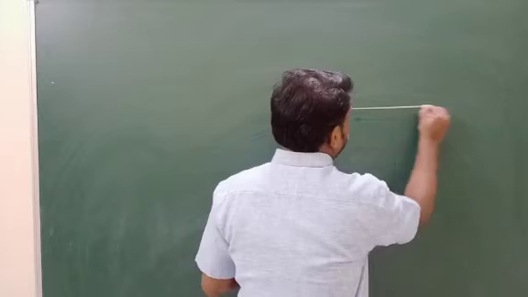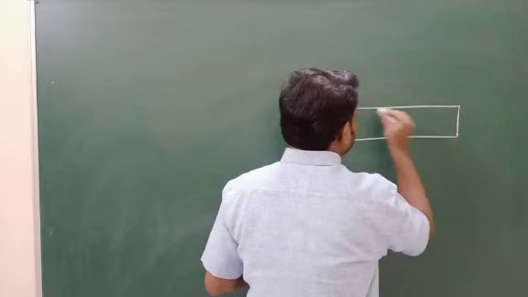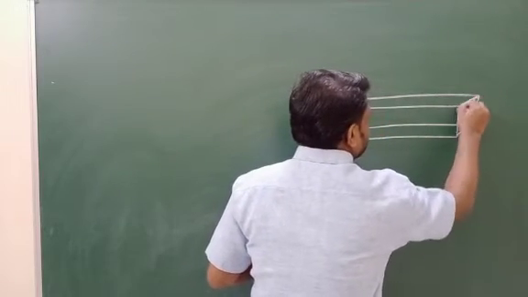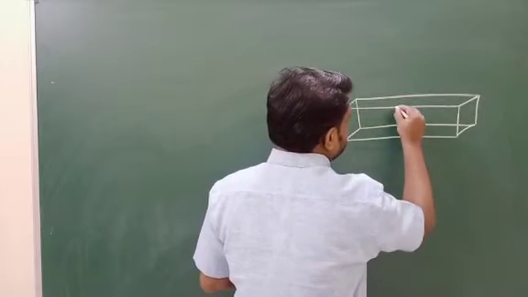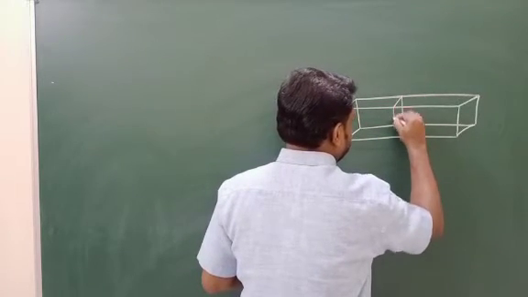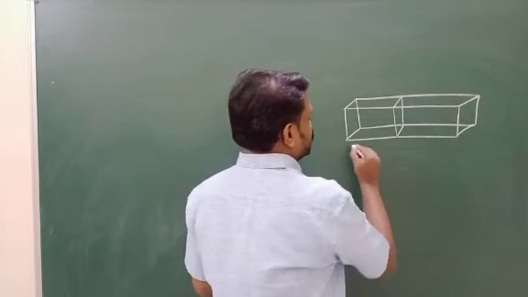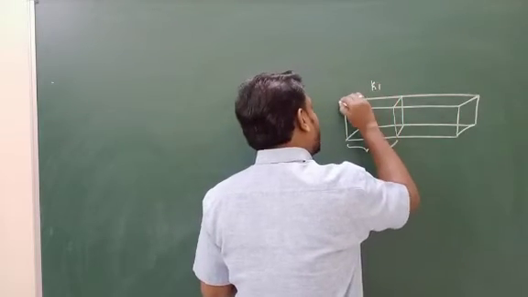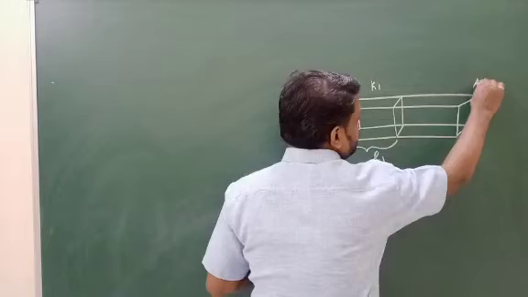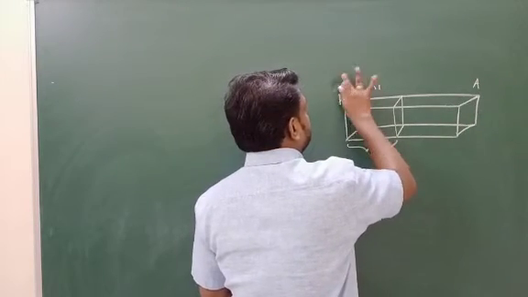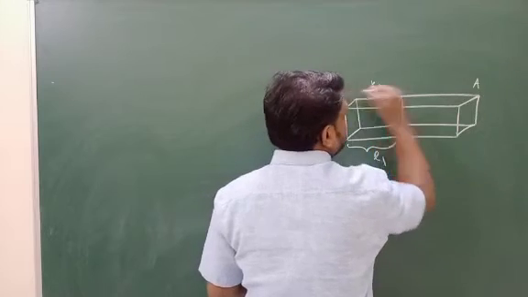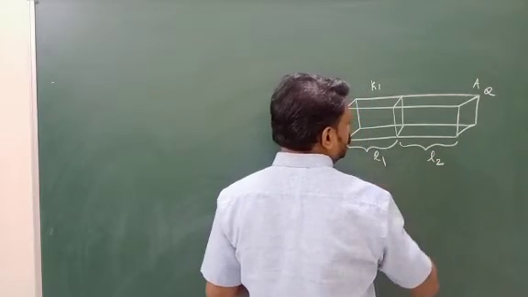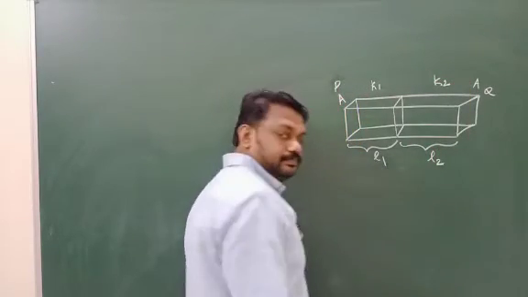a conducting slab. Two conducting slabs are joined together in series. Okay, so this is a conducting slab of length L1 with the conductivity K1 and cross sectional area A. Both are having the same cross sectional area, and these are the end points P and Q. See, this is another conductor of length L2 with thermal conductivity K2.